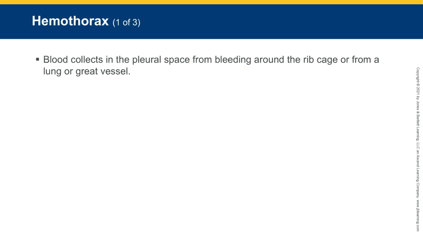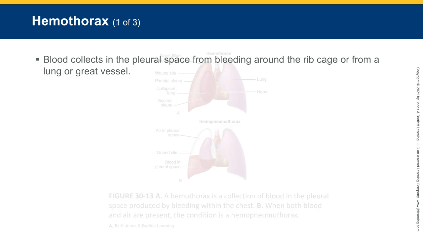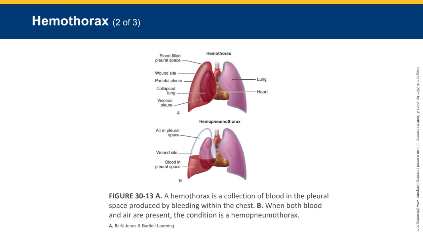Hemothorax occurs when blood collects in the pleural space, typically due to bleeding from the rib cage, lung, or major vessels. This can lead to respiratory distress and hypoxia. This image illustrates hemothorax and hemopneumothorax, a condition where both air and blood accumulate in the pleural space, further compromising breathing.